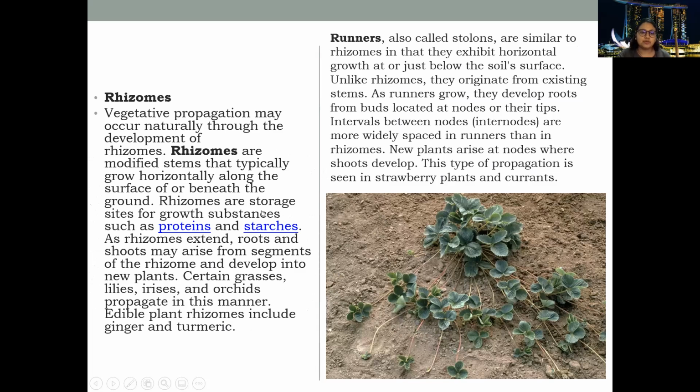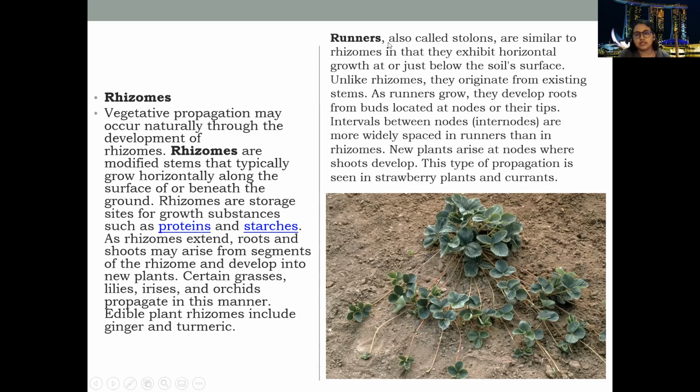So in this process, you have to remember what rhizomes are, what they store, protein and starches, and what plants do vegetative propagation by rhizome formation, like some grasses, lily and orchids, and also which edible plants show rhizomes, ginger and turmeric. Fine.